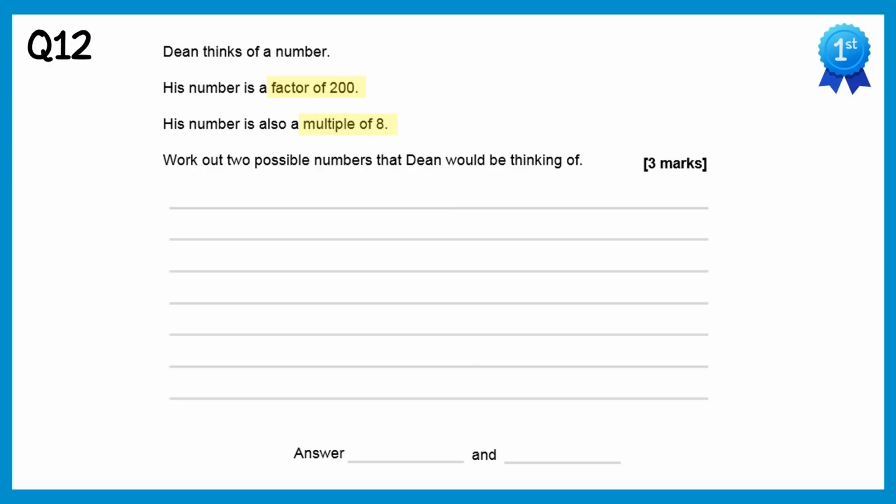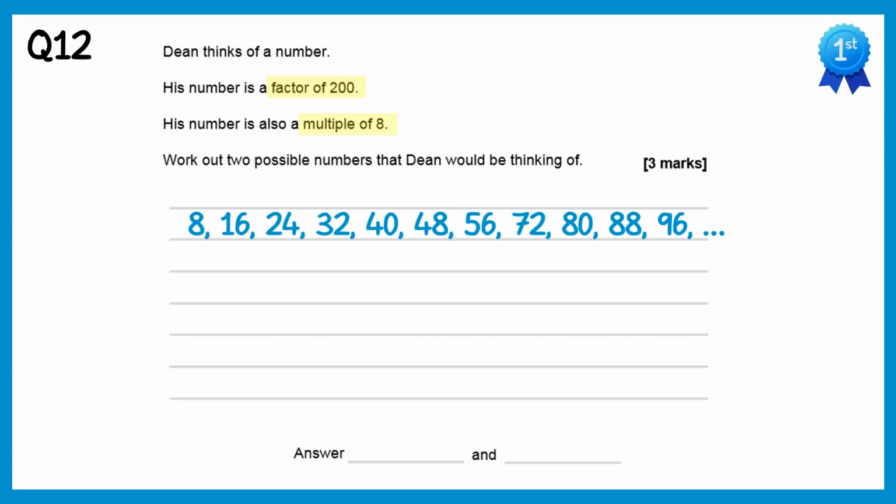In this question, we're looking for numbers that are factors of 200 and also multiples of 8. Let's start with the multiples of 8. We now need to check each of these to see if they're also factors of 200. To do that, we'll divide them into 200. So 200 divided by 8 first of all. That gives you 25.